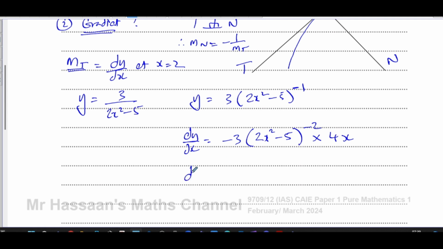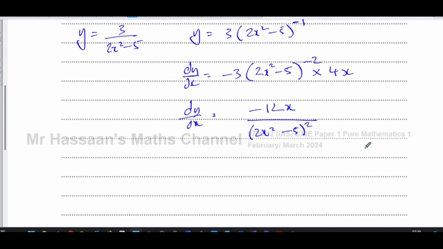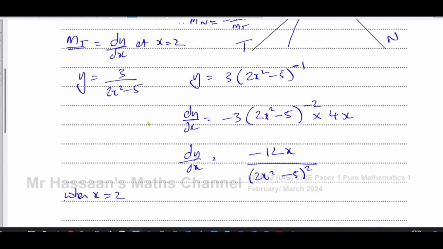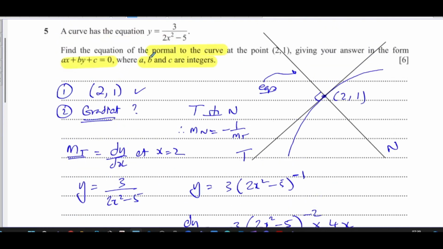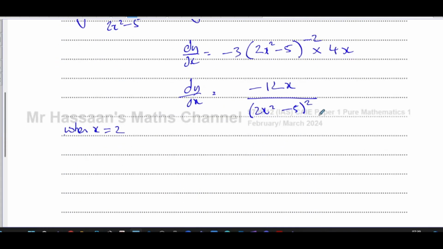Okay, so that means dy/dx is minus 3 times 4x, which is minus 12x, over (2x squared minus 5) squared. That is the gradient function. So we know when x equals 2, was it when x equals 2? At the point (2, 1), yes. When x equals 2, because we're looking at the point (2, 1).